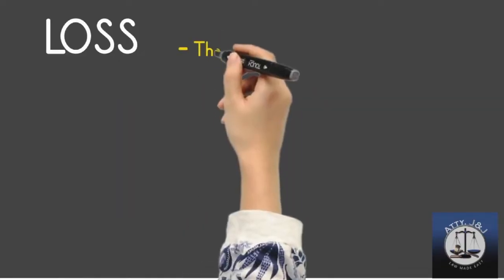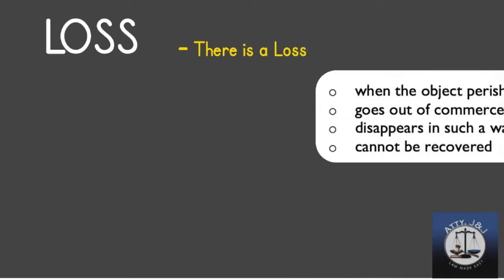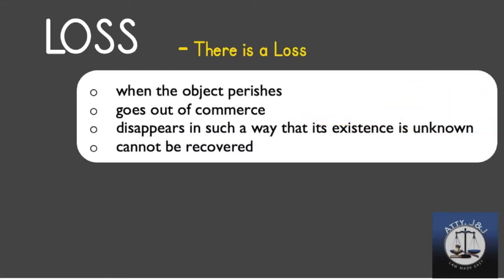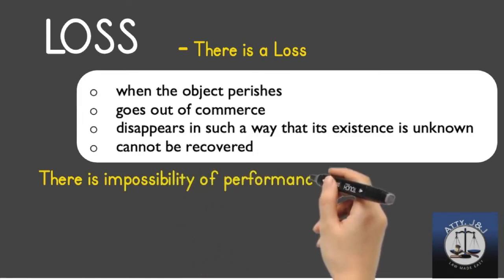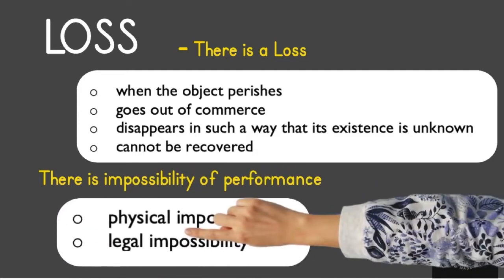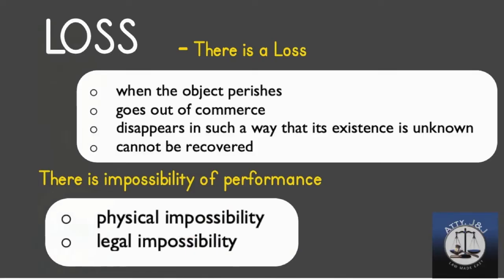So, when you say there is loss, na-discuss na natin siya before. But then, to remind you, there is loss when accordingly the object perishes, or it goes out of commerce, or if it disappears in such a way that its existence is unknown or it cannot be recovered, diba? Tapos, there is impossibility of performance naman if pag merong physical impossibility, legal impossibility, ganon. Okay? Anyway, madi-discuss natin siya later as we go on with our lectures.